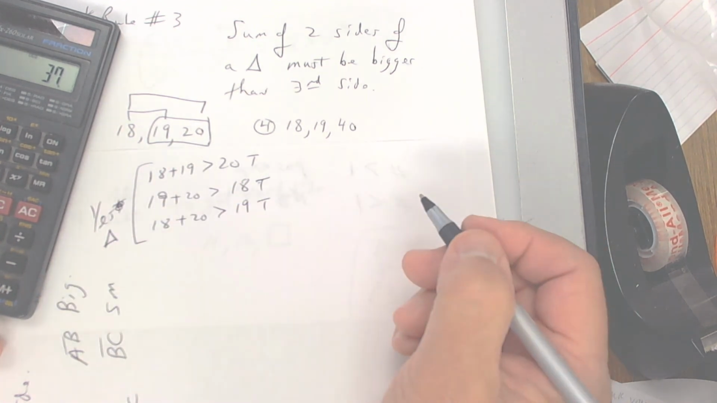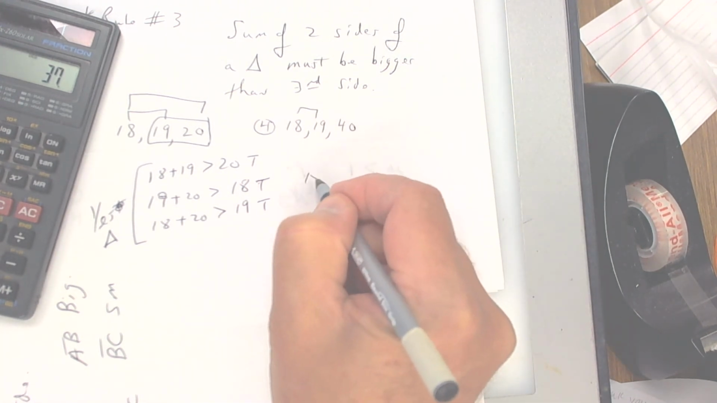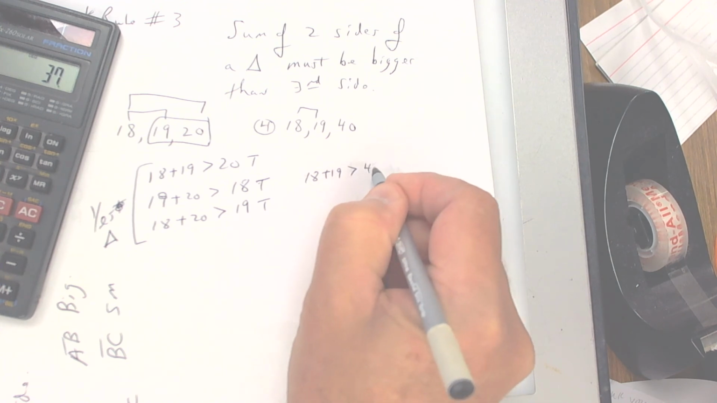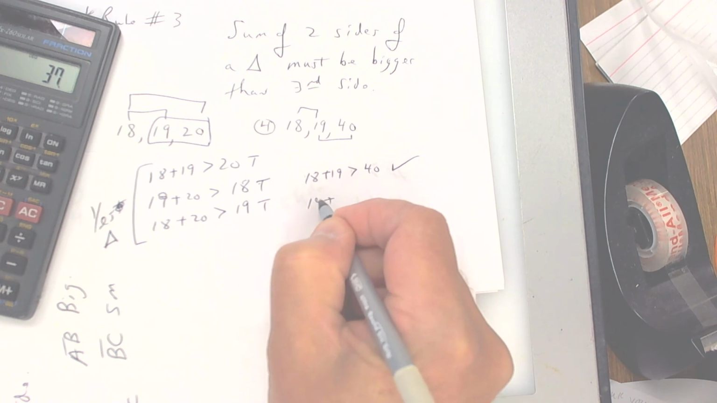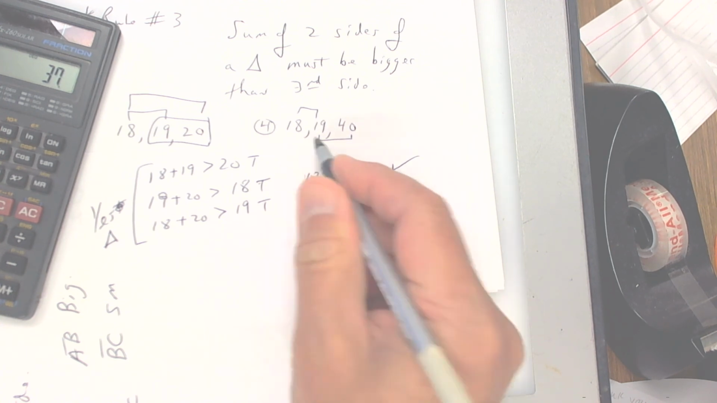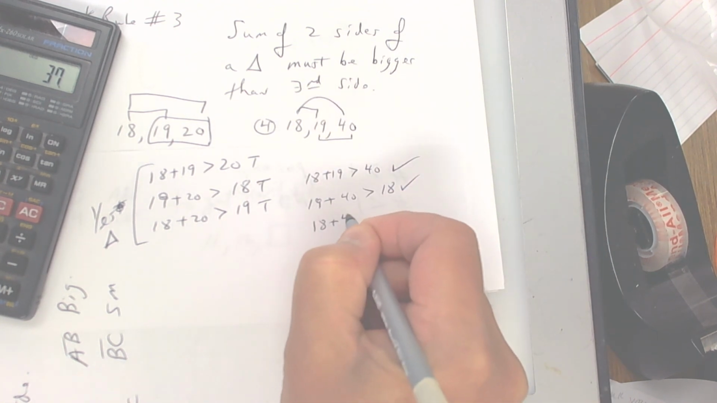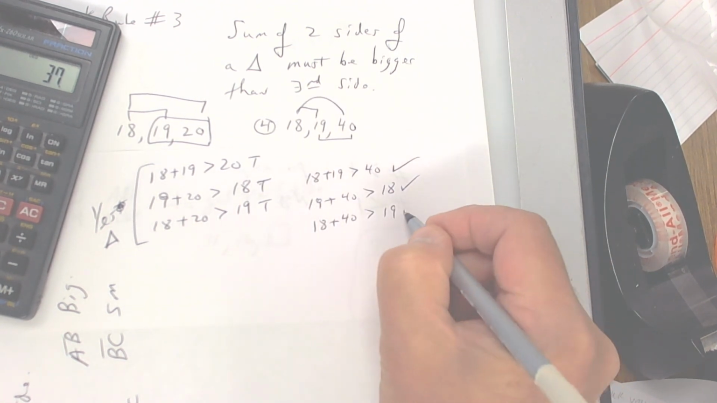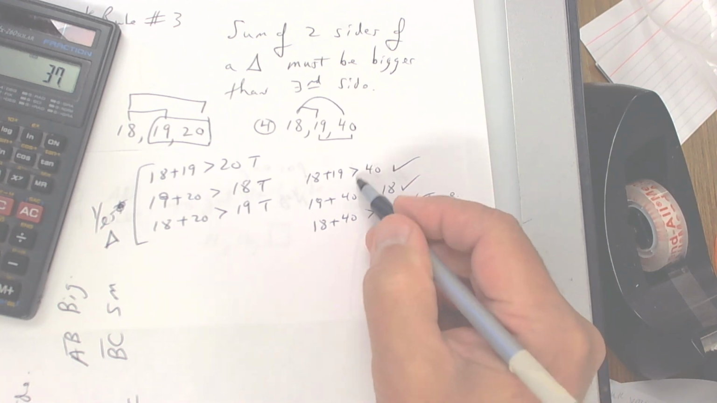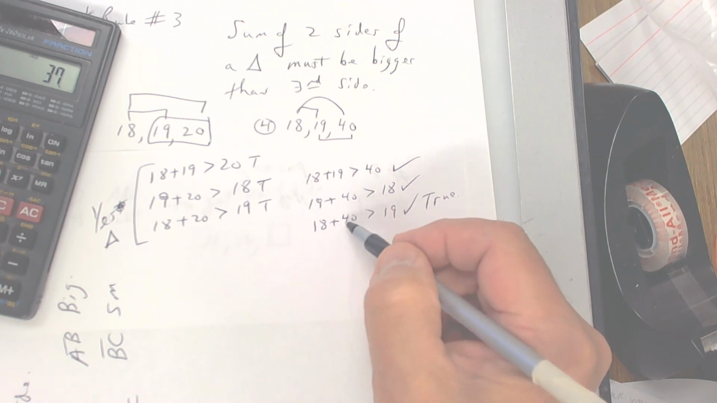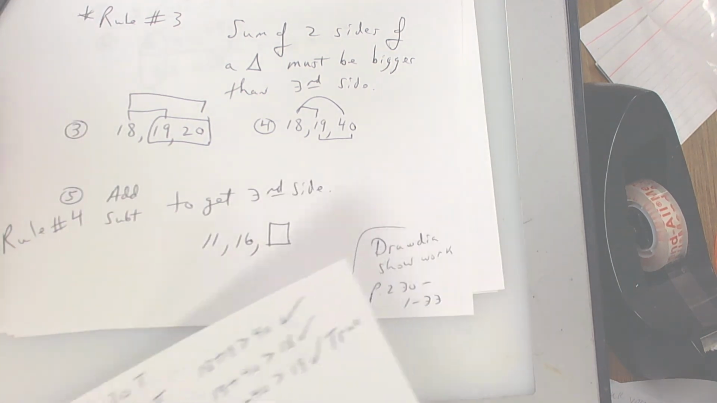Okay? Let's try this one. If I add up these two, it is bigger than 40. That's true. If I add up these two, 19 plus 40, it is bigger than 18. That's true. And then if I add up the first and last, it is bigger than 19. So this one is a triangle too. Now, keep in mind that if it fails any of these, then it does not make a triangle. All right, let's keep moving.